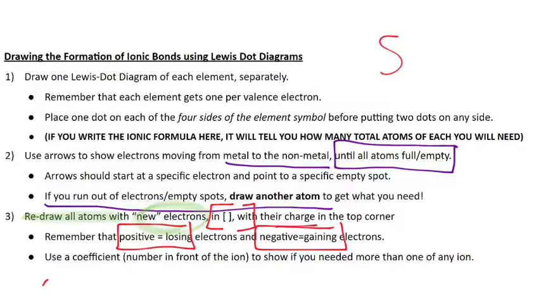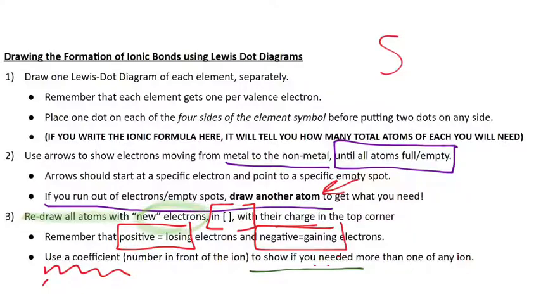Now, in this third step, we can use a coefficient, just a big number in front of the ion, if we needed more than one. So up here, we did have to draw multiple atoms of each, just to make sure we had enough dots and had enough spaces. But once we know exactly how many we need, and we've shown that transfer with those arrows, then we can simplify it again, so we don't have to draw quite so many atoms.